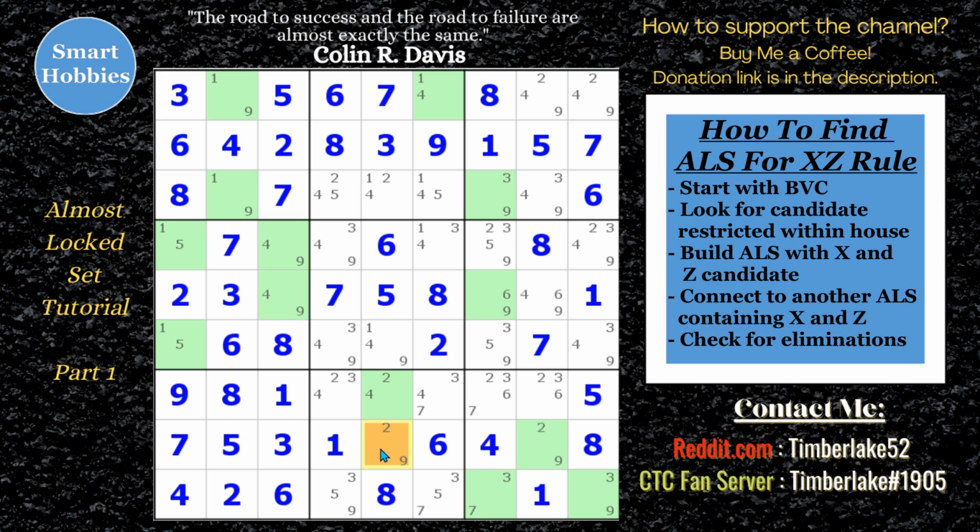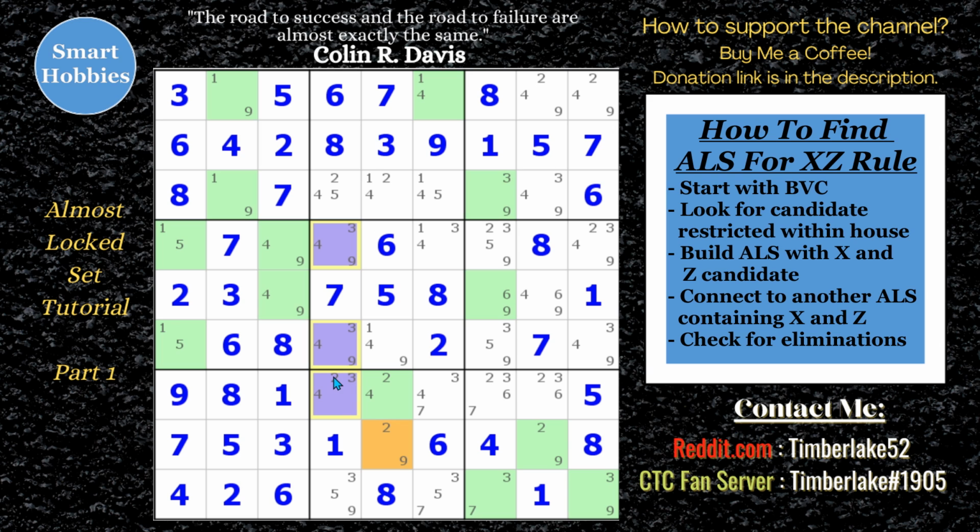Okay, they got the 2, 9, all right, and I got a 2, 3, 4. Okay, so I got 2, 3, 4, 3, 4, 9, 3, 4, 9. So what you'll see here is that's an almost locked set, right? So first thing you're looking for, an ALS that has 1 to 2 candidates restricted to 2 houses.